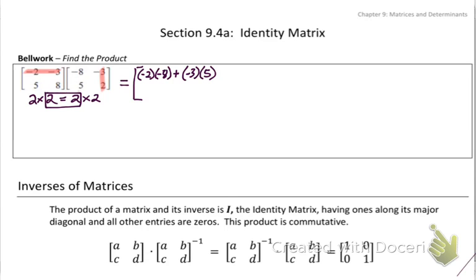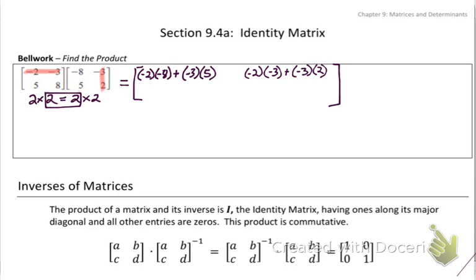So we're going to do the same thing. We're going to do that first element, which is negative 2, times that first element in that second column, which is negative 3. And then we're going to add the negative 3 times 2. And then we're done with our first row.